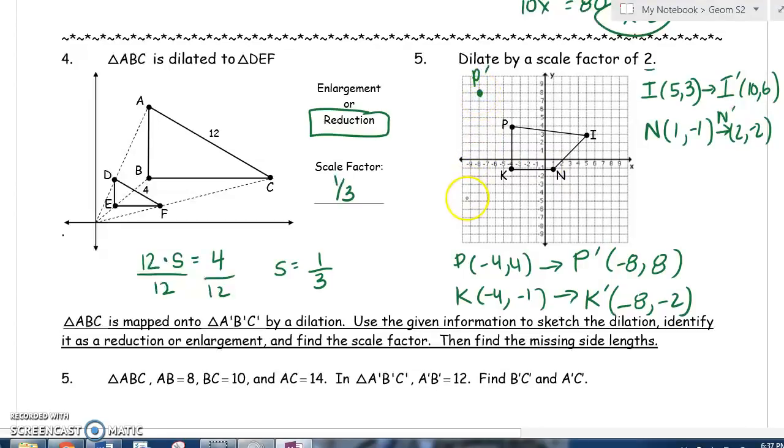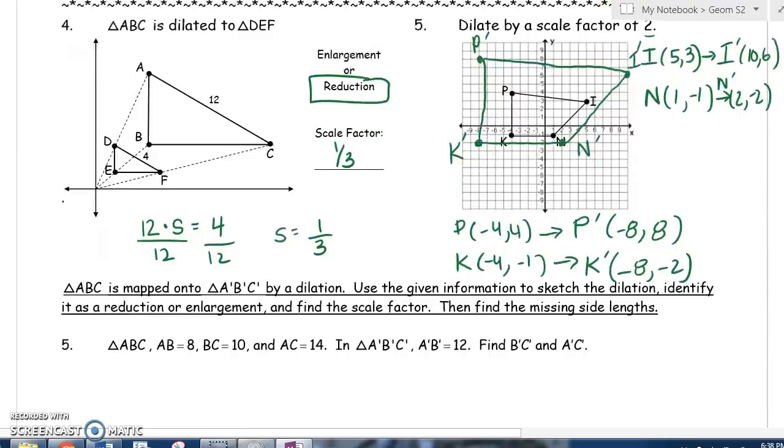So we got P prime here. (-8, -2) is K prime. (10, 6) is I prime. And then (2, -2) is N prime. Connect the points together, and you should end up with a shape that is double the size of the original, because the scale factor is 2, it's doubling.